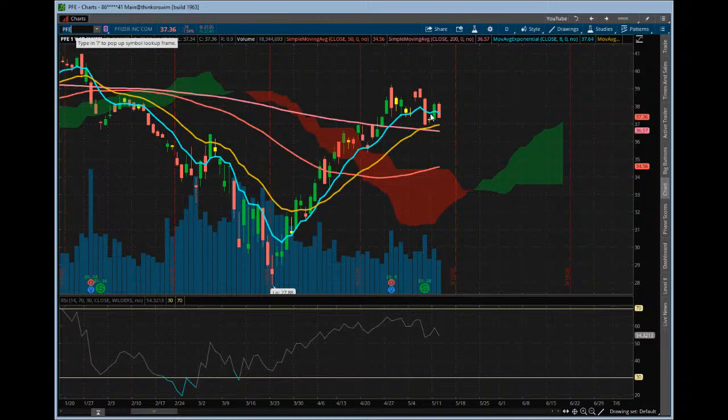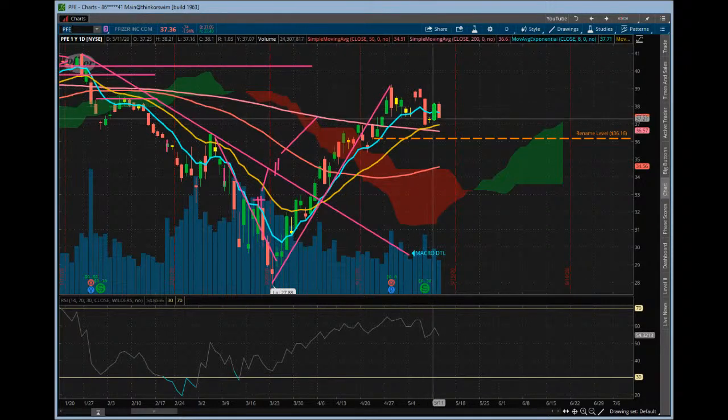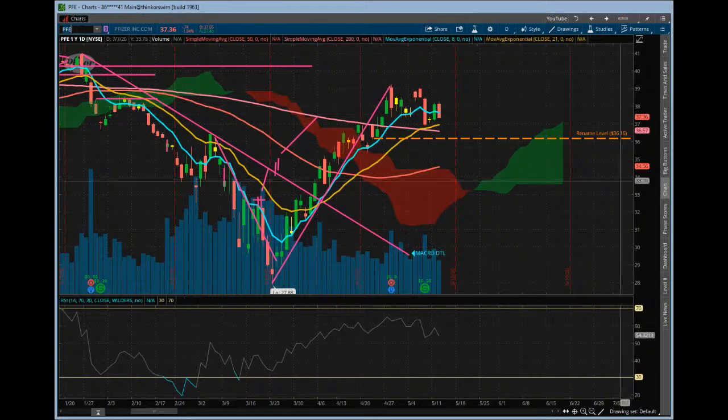Yeah, PFE, let's see how it holds these levels right here. I like this reversal setup to the upside. It's coming back down, retesting these areas. Let's see how well it holds. If it holds well, we might see PFE try to rally again off of those levels.